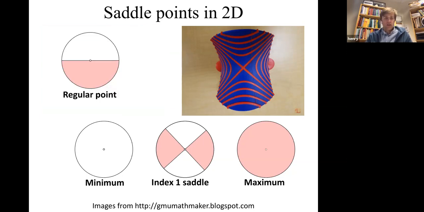A regular point, however, looks like the top left. Water comes from one side, but just washes over you as if it were a wave crashing upon you at the beach.